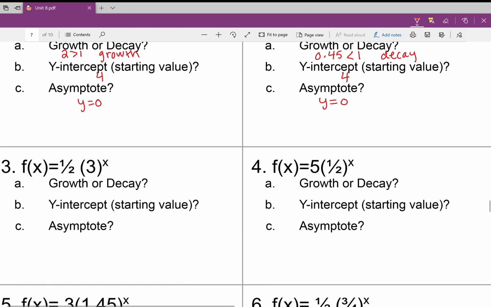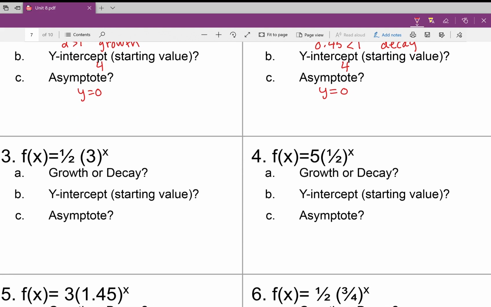So let's look at number 3. On number 3, you're going to tell me, is it a growth or a decay, the y-intercept, and the asymptote. So to determine if it was a growth or a decay, what you should have done is looked inside the parentheses, because this is the b value, and you should have noticed that 3 is greater than 1. Since 3 is greater than 1, it's a growth. Okay. The y-intercept is always the number outside of the parentheses, so in this case it's 1/2. And the asymptote is always y equals 0.